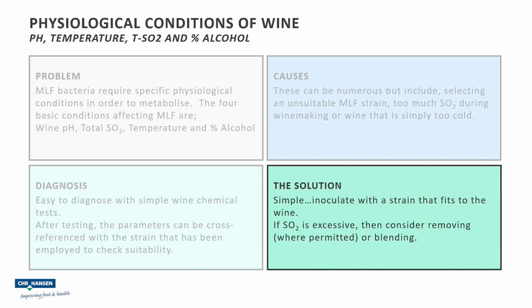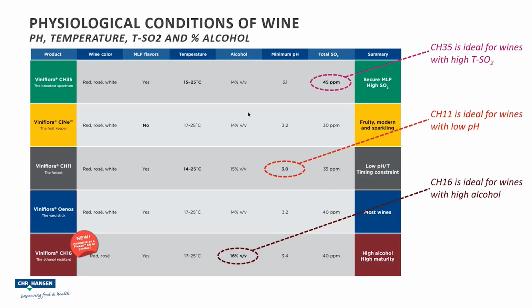Now, to help illustrate the importance of these conditions, this is our Viniflora range table for our bacteria. Each row represents a different bacteria, and some of these columns represent the different physiological conditions that need to be met. Now, to serve as an example, if you have a wine with particularly high sulfite, we would recommend CH35 because it has a tolerance of 45 parts per million total SO2. It's the highest in our range, and therefore it's the natural choice for a wine with high sulfites.